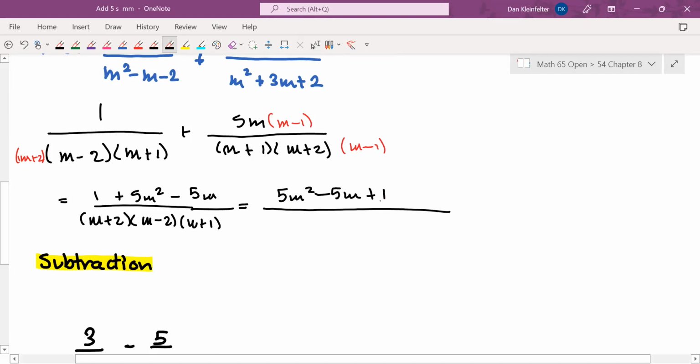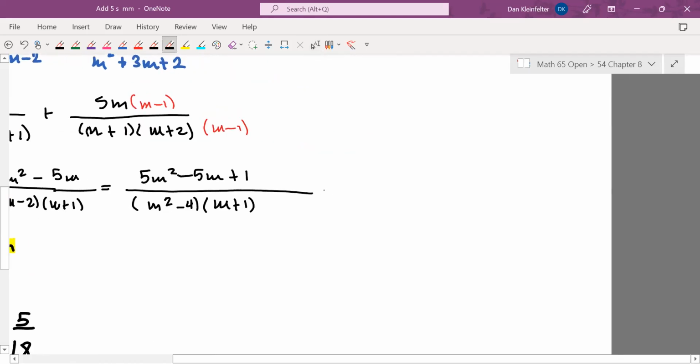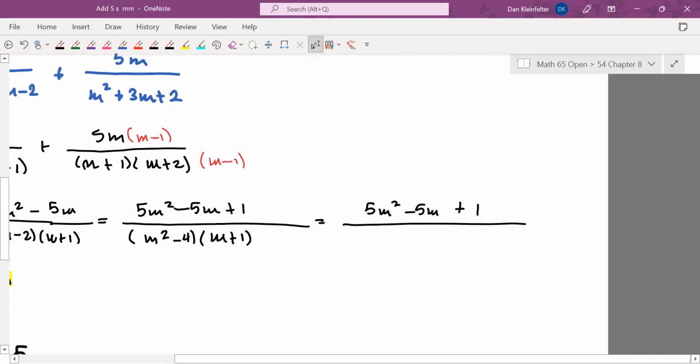And then the bottom one, I guess I could multiply that out. I'll do that in 2 steps. Let me take the conjugate binomials first. That will be m squared minus 4. And then we're going to multiply that by m plus 1. Okay, and then let me go ahead and do the last of it too. We're done with the addition piece. It's just making it look good now that it's taking more time.